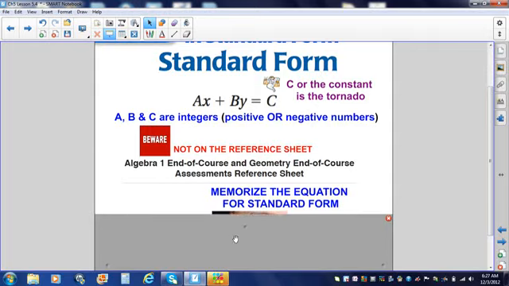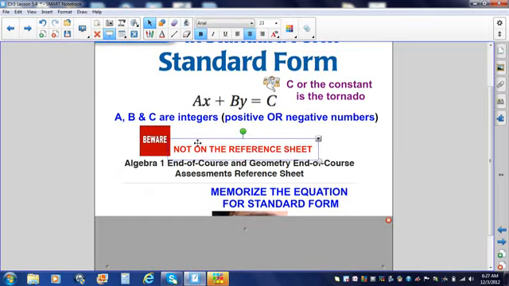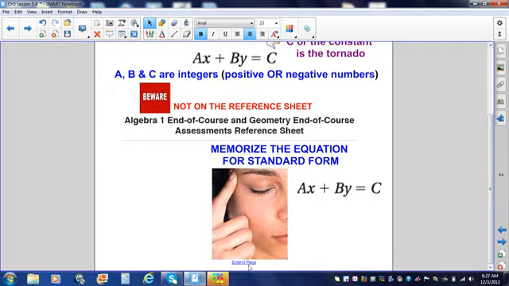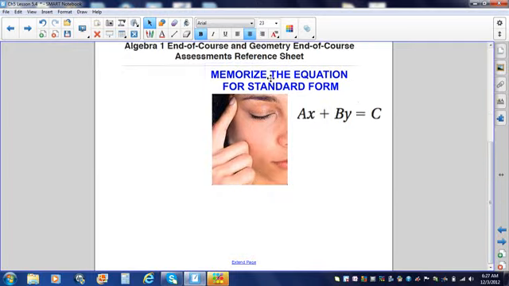Beware, the standard form equation ax plus by equals c is not on the end of the year reference sheet. It is not on the reference sheet. So you will have to use your powers and you will have to memorize the equation for standard form. You will have to memorize it.